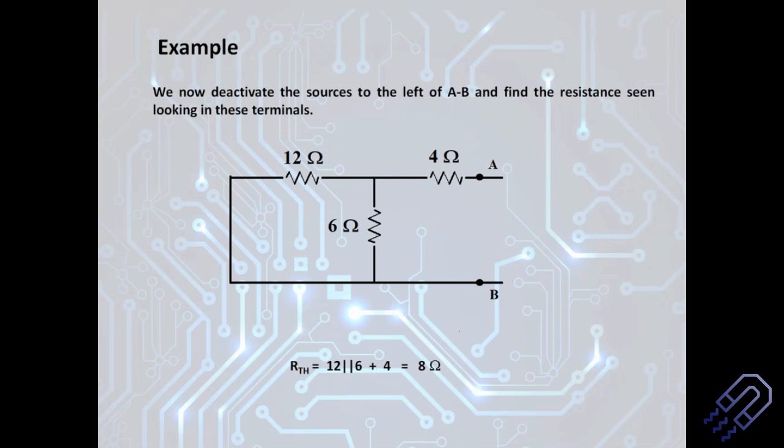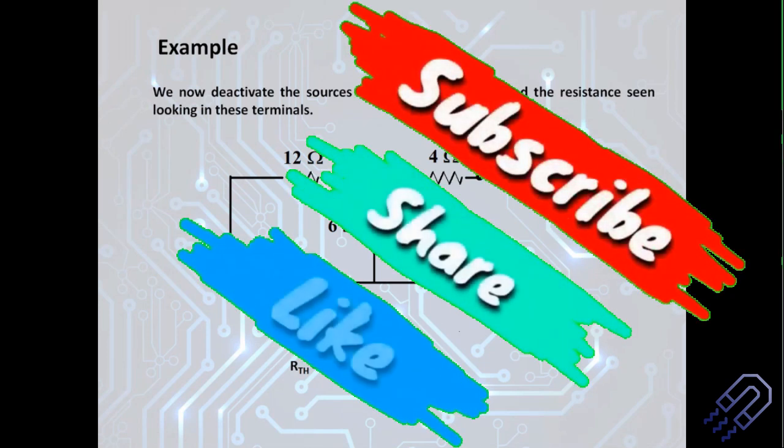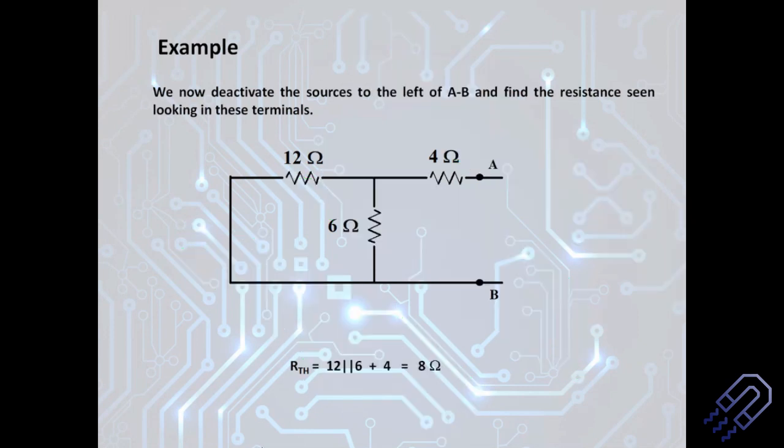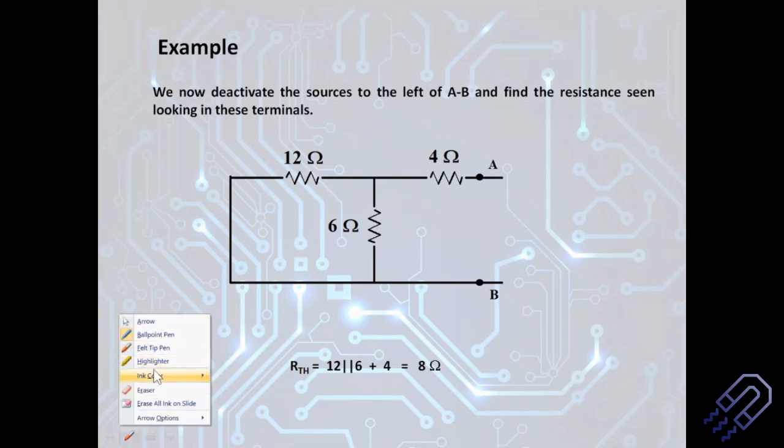The next is, how do I find out the equivalent resistance? I'm concerned only about the resistance. I don't need any kind of source. So here also I'm going to do the same. What I'm going to do is just remove the output voltage.